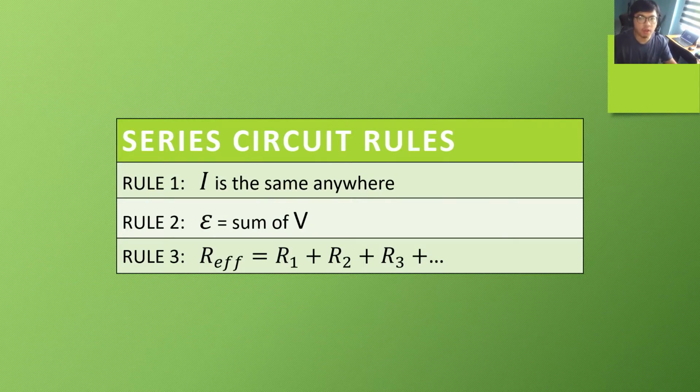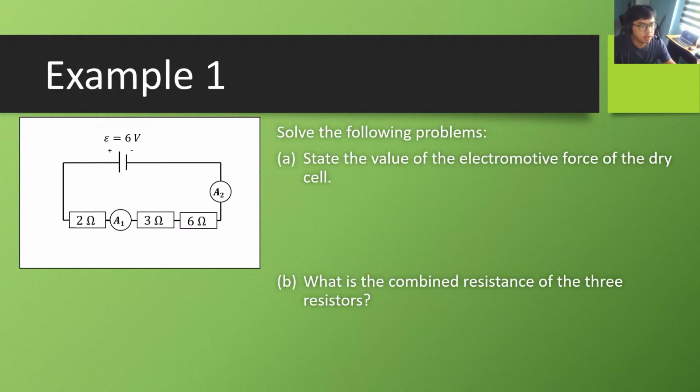Now we have all 3 rules ready. We can use these rules when we are trying to solve problems involving circuits. So let's do that. Example 1, you have a circuit with 1 cell and 3 resistors, and then you have 2 ammeters there. Everything is in series. Therefore, we can use series circuit rules for this circuit.